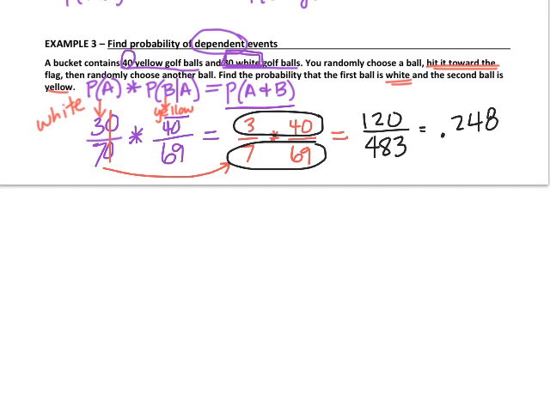So I can just divide these two numbers, take 120, divide by 483, and that's going to give me 0.248. So the chances of me pulling out a white ball, hitting it, and then picking a yellow ball out is going to be a 24.8% chance. Almost 25%, only a quarter of the time pretty much would I have that order of pulling out white and then pulling out yellow.